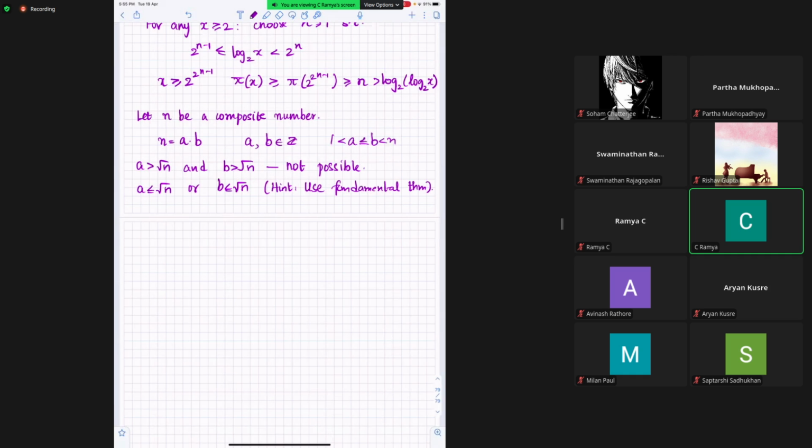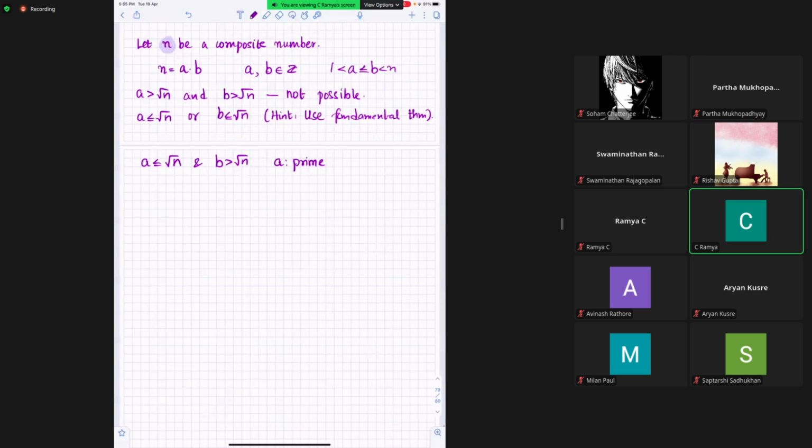We know that one of them is less than root n. Let's say that a is less than or equal to root n and b is greater than root n. So maybe a is prime. If it is prime, then we know that this composite number n has a prime divisor that is less than root n. Okay? Suppose a is less than root n, but it's not prime. Then what can you say?